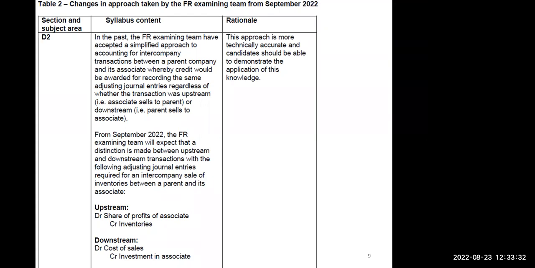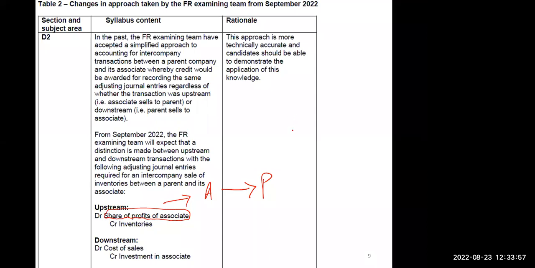Yes, when the associate company sold goods to the parent company, the accounting entry is retained earnings debit and stock, inventories credit. So actually in the income statement, the share of the associate profit will be affected.